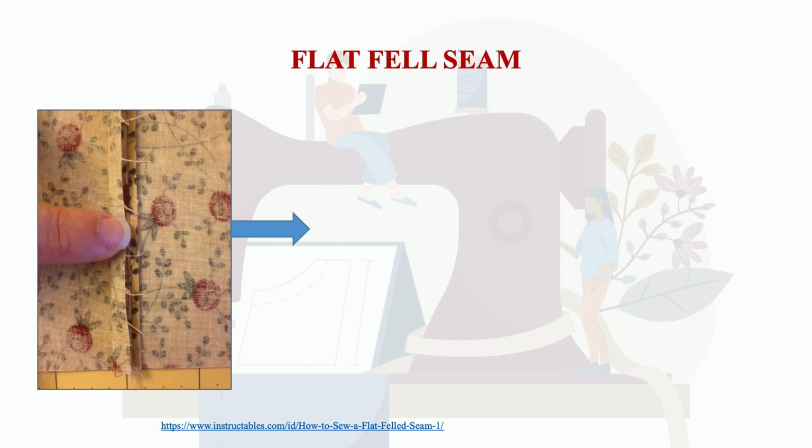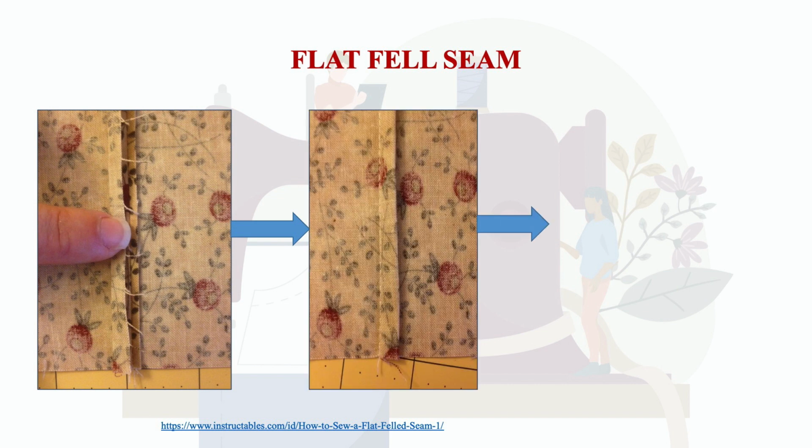We make one plain seam stitch on one edge, then we fold the seam allowance over the bigger seam allowance, and then we create another seam line on the other edge. So this is how we get the flat fill seam, which when you see on the fabric or the garment, it seems like it is stitched with a double needle sewing machine, but it is prepared like this.